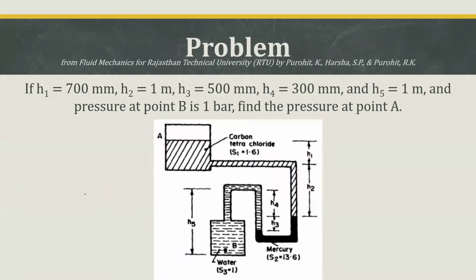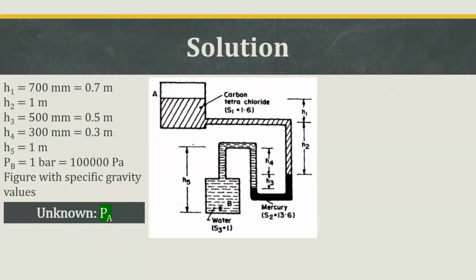Okay, so problems here are taken from the book Fluid Mechanics for Rajasthan Technical University by Purohit K, Harsha SV, and Purohit RK. So we have this figure and then we have the following heights given, and the pressure at point B is 1 bar. So we are to find the pressure at point A. Okay, so how do we do this?